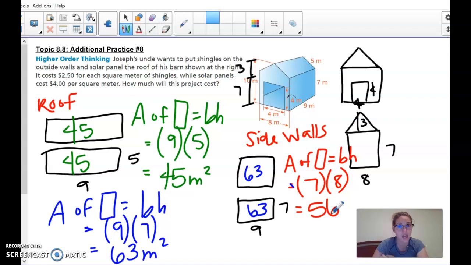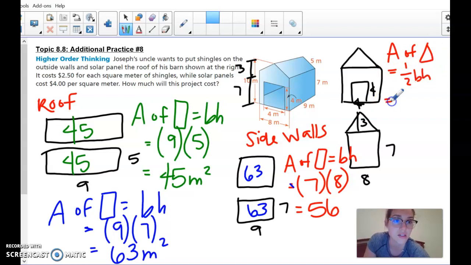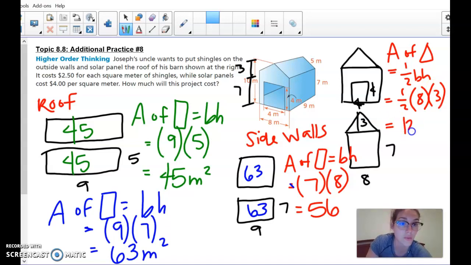And then how do I find the area of a triangle? Area of a triangle is equal to 1/2 base times height. So then that's equal to 1/2. My base of that triangle is 8. Height of that triangle is 3. 1/2 of 8 is 4. Times 3 is 12. So I have that the square part of that side is 56. The triangle part of that side is 12.